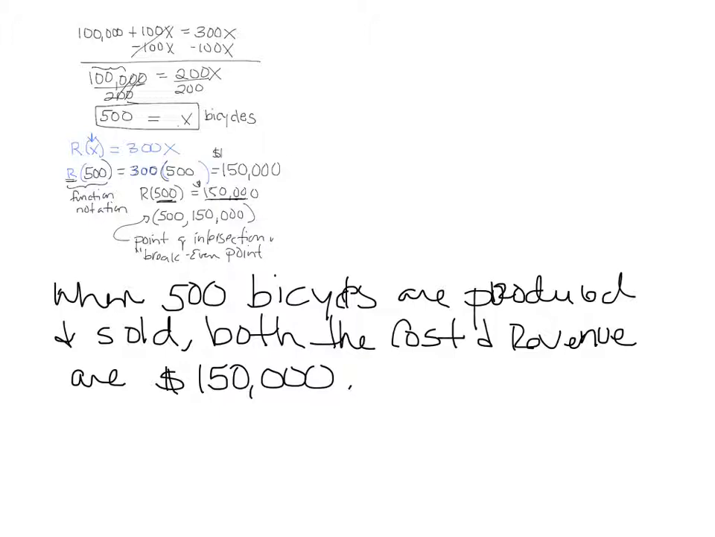Or as the book likes to say, 500 bicycles reveals the number of units or bicycles that a company must produce and sell so that the money coming in, the revenue, is equal to the money going out. So at the break-even point, you're not making money and you're not losing money. You're literally breaking even.